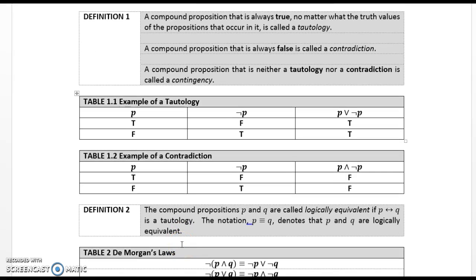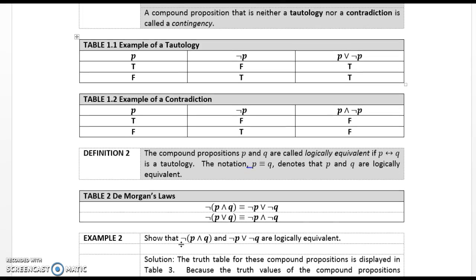Definition 1. A compound proposition that is always true, no matter what the truth values of the propositions that occur in it, is called a tautology. A compound proposition that is always false is called a contradiction. A compound proposition that is neither a tautology nor a contradiction is called a contingency.